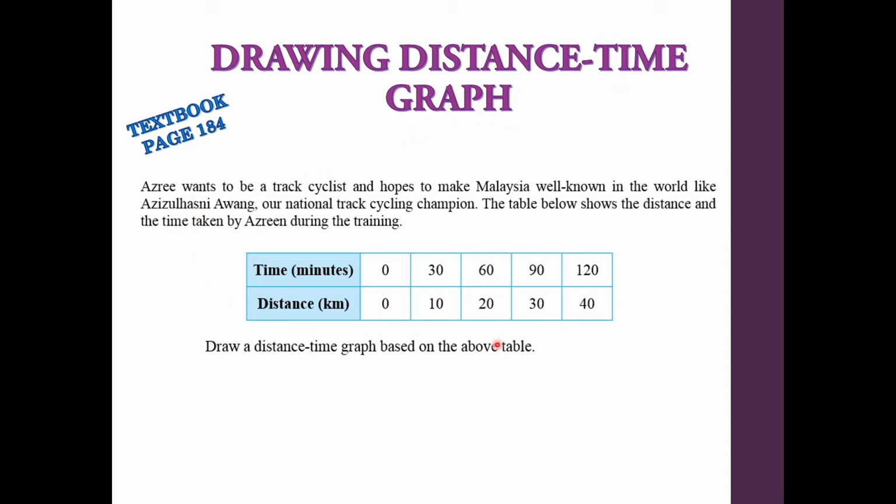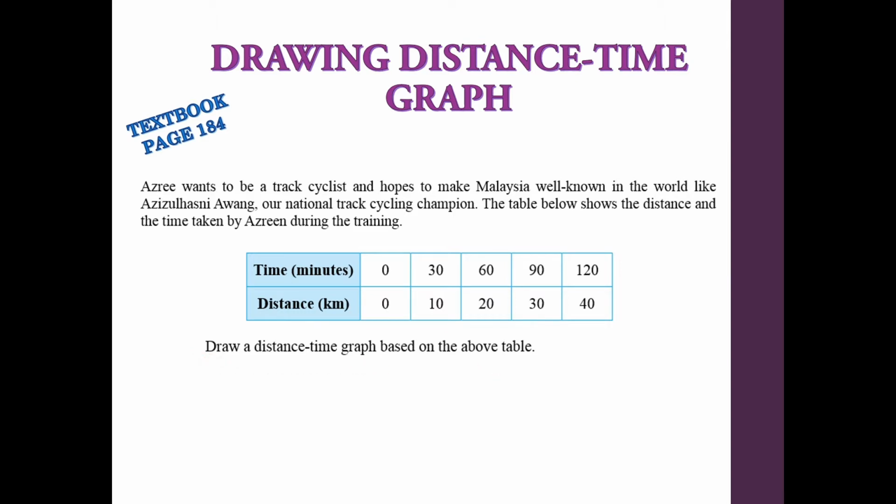So let's check out how to draw distance time graph. These examples I got from textbook page 184. In this question it asks, Azri wants to be a track cyclist and hopes to make Malaysia well known in the world like Azizul Hasni Awang. The table shows the distance and the time taken by Azrin during the training. Here in the table we have time in minutes and the distance in kilometers. The question asks to draw a distance time graph based on the table.